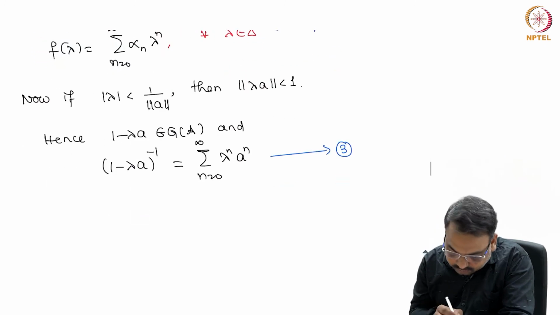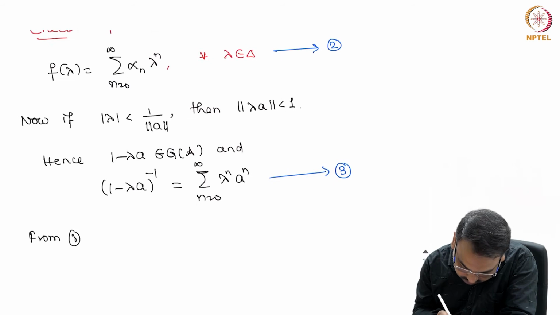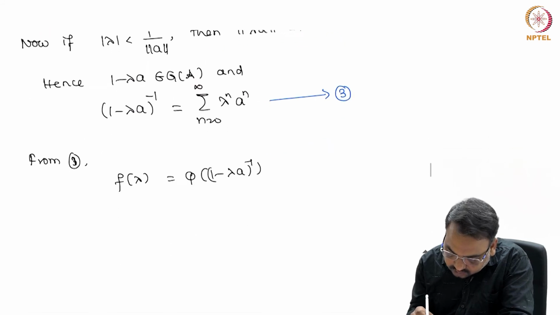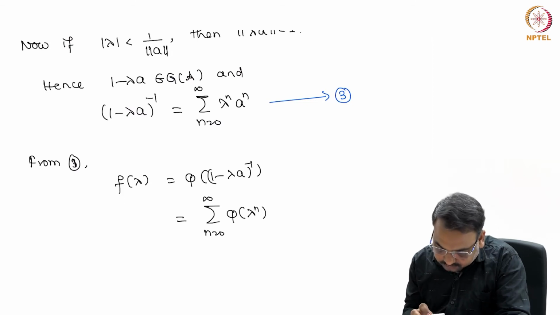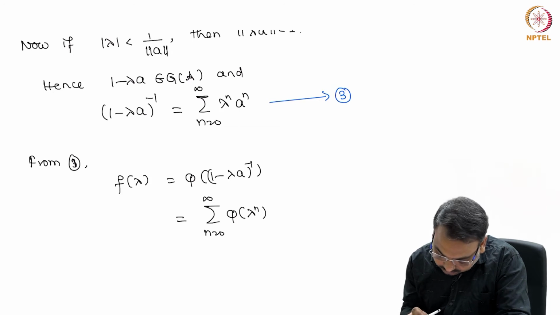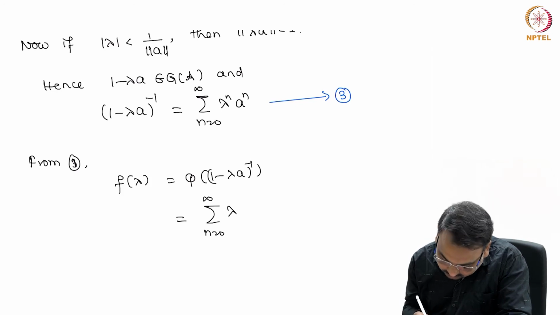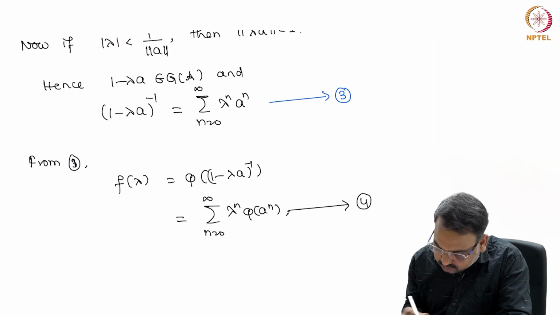Okay. Now from 3 we can obtain that f lambda we can write as phi of (1 minus lambda A) whole inverse. Since phi is a bounded functional, we can write this as summation n equal to 0 to infinity phi of lambda power n A power n. So this is lambda n phi of A n. So let us call this equation 4.